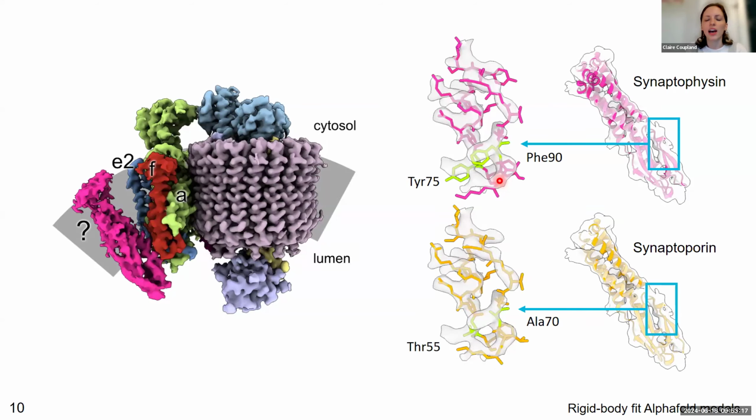Looking then at the highest resolution portion of the map, the bit at the binding interface, we could see 2 bulky side chain densities that were pretty well resolved right at the binding interface, which were fit really nicely by this tyrosine and phenylalanine on synaptophysin, but not so much by this alanine and threonine on synaptoporin, leading us to conclude that the protein that's bound at this density is synaptophysin.